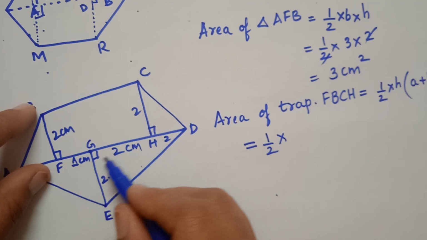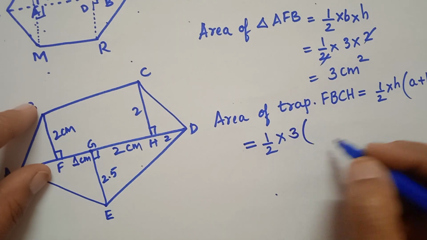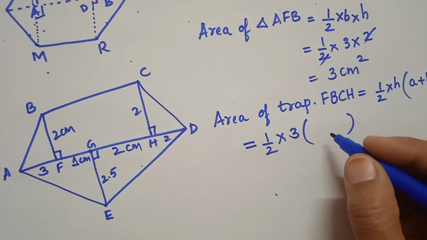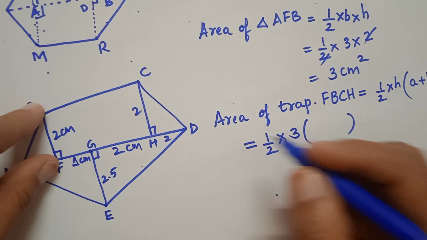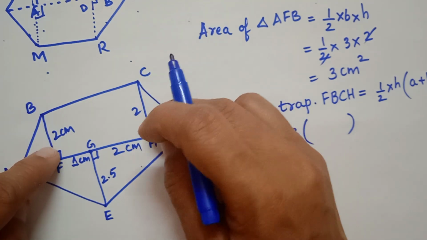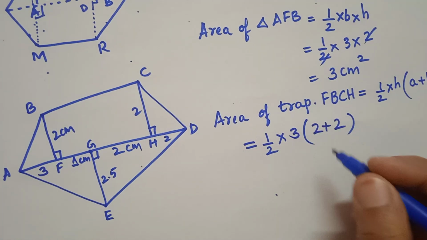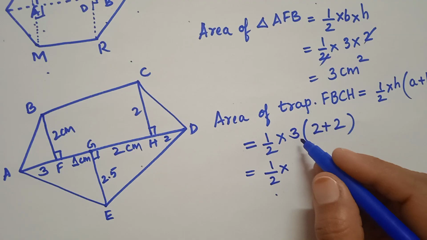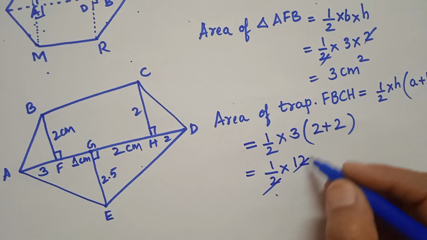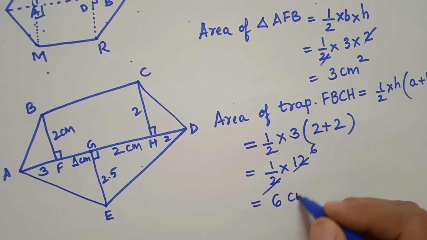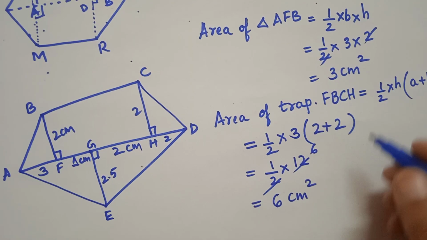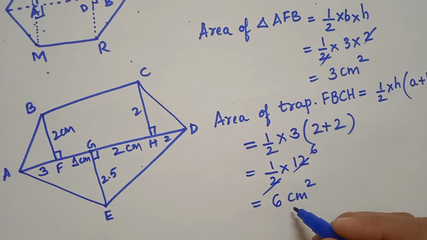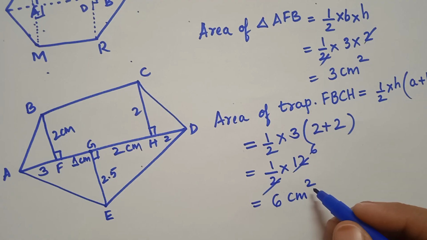What is it? 1 plus 2, 3 centimeter into A plus B. A plus B is the sum of the parallel sides. BF is one of the parallel sides and CH is one of the parallel sides. It is 2 plus 2. So half into 2 plus 2 is 4. 4 3s are 12. 2 1s are 2, 6 are. So it is 6 centimeter square. Area of triangle AFB is 3 centimeter square. Area of trapezium is 6 centimeter square. This and this are over now.